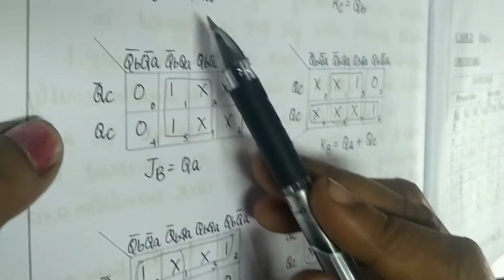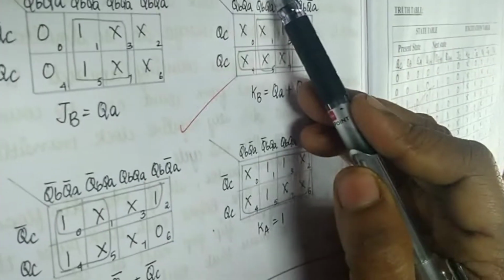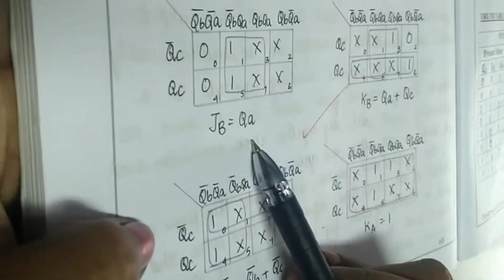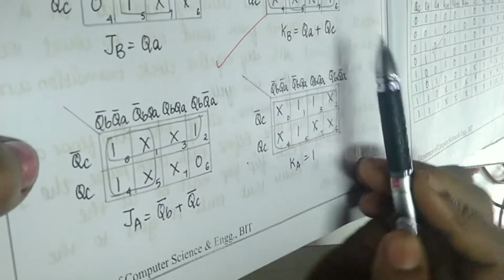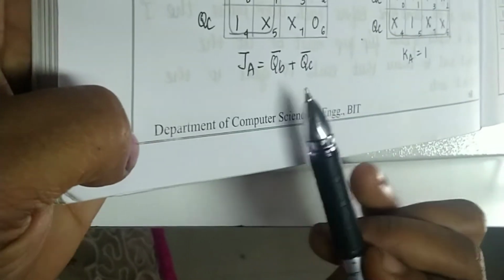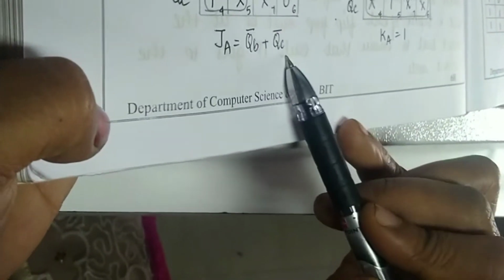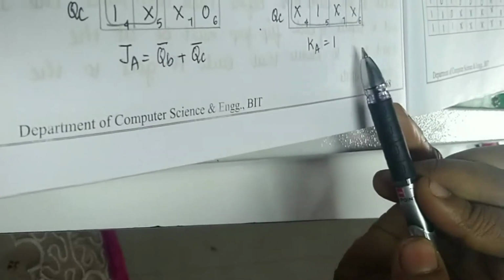JC is equal to QB QA. KC is equal to QB. JB is equal to QA. KB is equal to QA plus QC. And JA is equal to QB bar plus QC bar, and KA is equal to 1. Once the K-map calculation is over, you have to design the circuit.